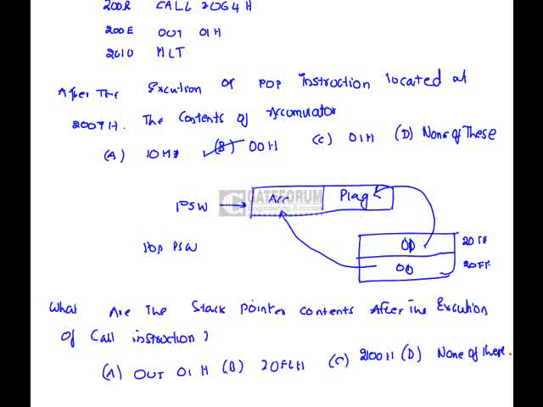So what are the stack pointer contents after the execution of the CALL instruction? Here, before the CALL instruction we are performing one time PUSH B, as well as at location 2007 we are performing POP PSW. So these two are exactly opposite operations, so the stack pointer is not going to be affected, because in case of PUSH B it is decremented by 2, in case of POP it is incremented by 2.